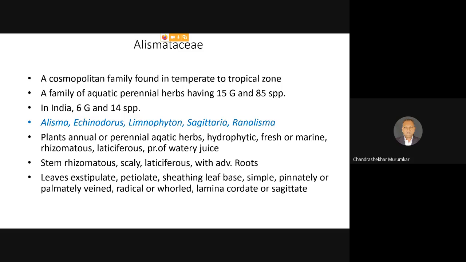Now, in general, the true genera belonging to Alismataceae number 15. In all, there are 85 species spread all over the world. In India, we have 6 genera and 14 species.